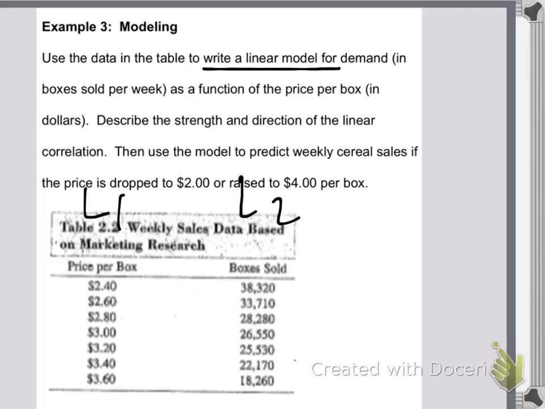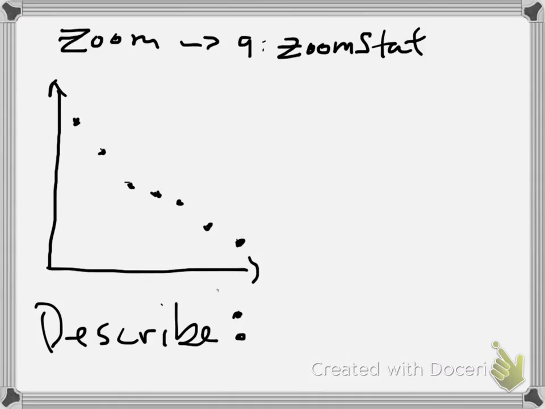If you cannot see your graph, hit the zoom key at the top, then go down to number 9 where it says zoom stat and hit enter. Now you should see a graph that looks something like this.